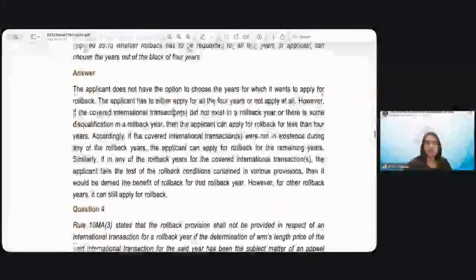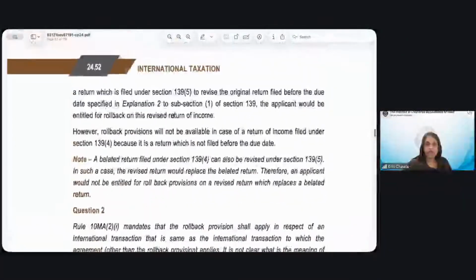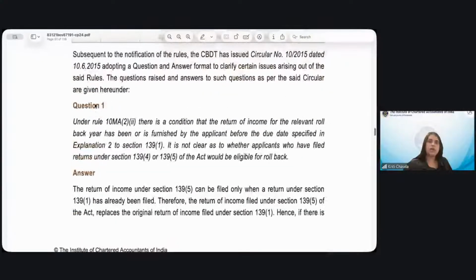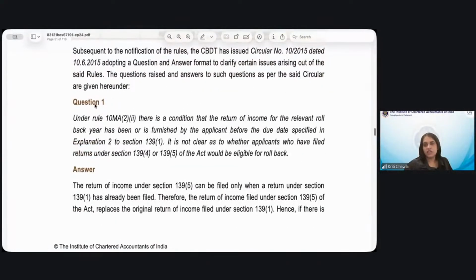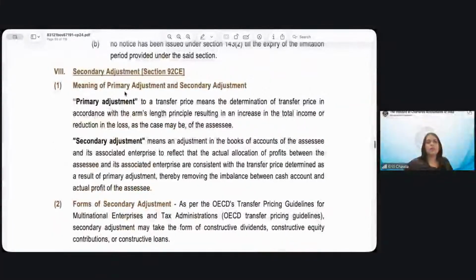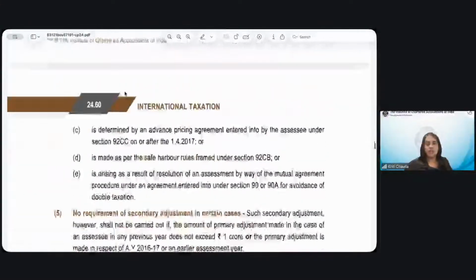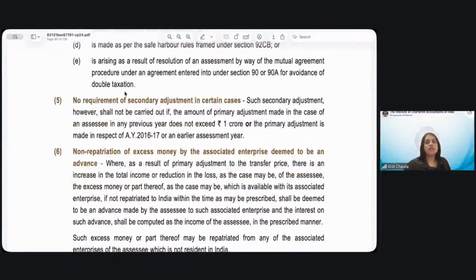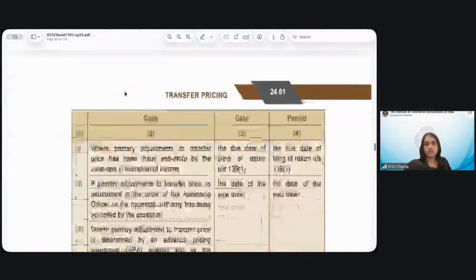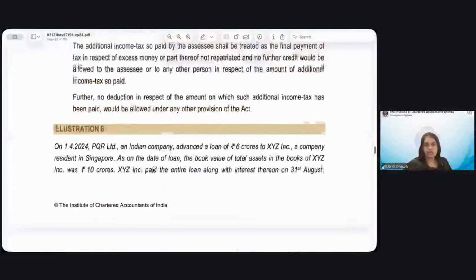And then it talks about the rollback provisions right there. Now, these are the FAQs that were issued by the CBDT for these particular rules. So you can just go through these particular rules again. Then they talk about primary adjustment and secondary adjustment, etc. The form of secondary adjustment that is used in India, as I mentioned, is deemed loan. So this is all that is provided here. These are the timelines that we've discussed, etc.